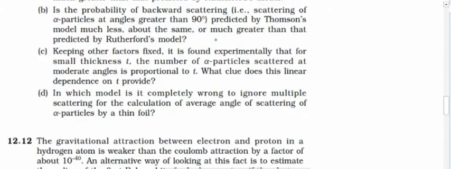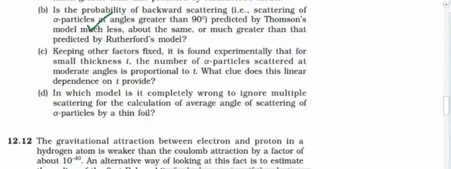Then part B: is the probability of backward scattering, that is scattering of alpha particles at angles greater than 90 degrees, predicted by Thomson's model much less, about the same, or much greater than that predicted by Rutherford's model? Here the answer is much less. What is the reason? In Rutherford's model, the entire positive charge and the mass are concentrated in a small region which we call the nucleus. But in Thomson's model, there is no such nucleus. Therefore, the possibility of backward scattering will be much less in the case of Thomson's model.